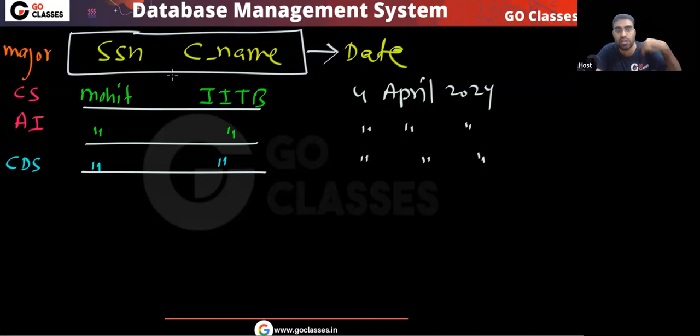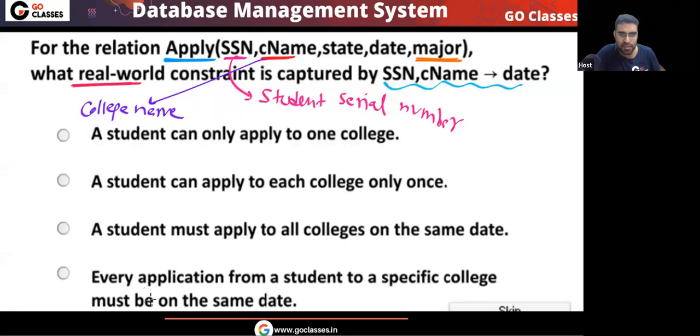He has to apply on the same date. Do you agree? Is this clear? Please tell me. This is the meaning. Yes or no? So I can say that every application from a student to a specific college must be on the same date. This is the answer. Answer is option D. Is this clear? Let me know.